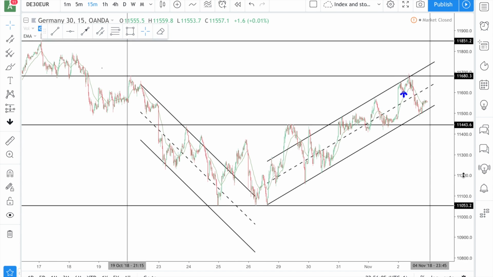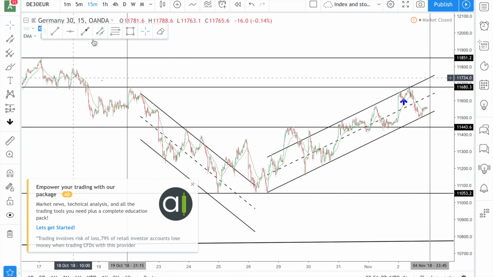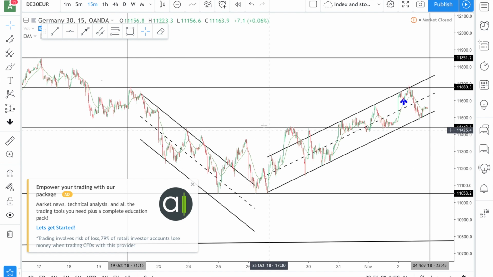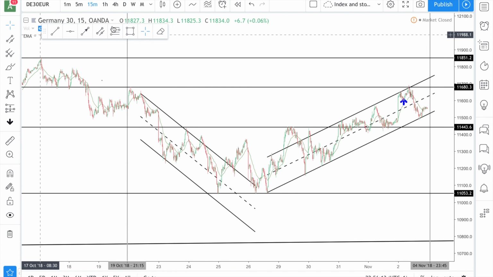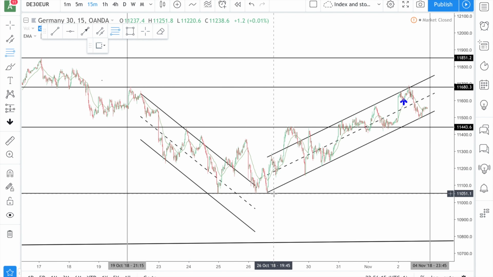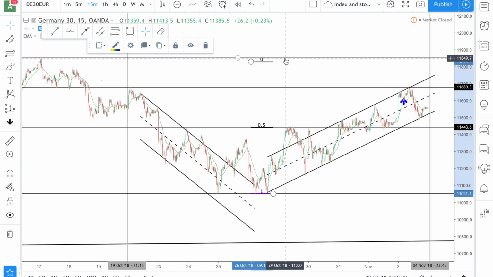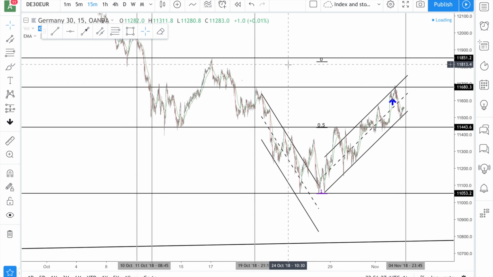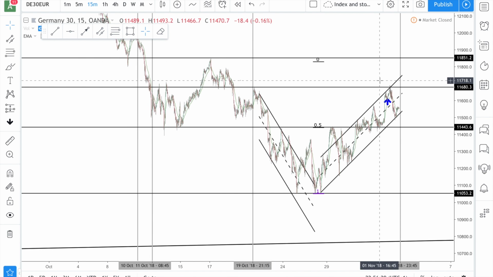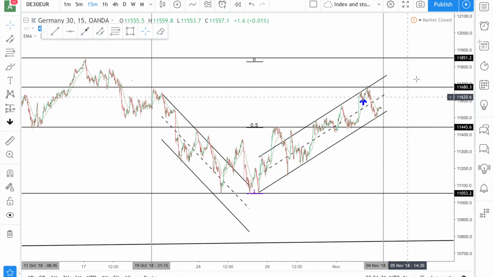Measurements for this kind of pattern is a 100% expansion from the head to what they call the neckline. Just gonna draw the expansion in, so we get a target for this pattern if it plays out. That's just short of this resistance line up here, so 11,800 ish, and that's pretty realistic to get this far. Could happen early next week.